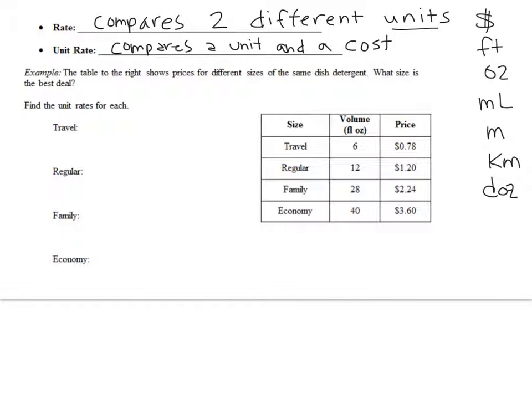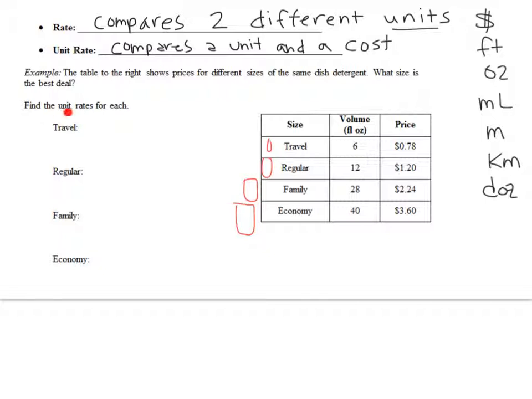So here's an example. The table to the right shows prices for different sizes of the same dish detergent. What is the best deal? So we're going shopping for some detergent or soap to wash dishes. I can buy a travel size, which is very tiny, or a regular size, or a family size, or the economy, which is usually a bigger size. This shows how many ounces are in each one. A travel size has 6 ounces, and it costs the cheapest. It's 78 cents. The regular size is 12 ounces, and it costs $1.20. The family size is 28 ounces, and it costs $2.24.